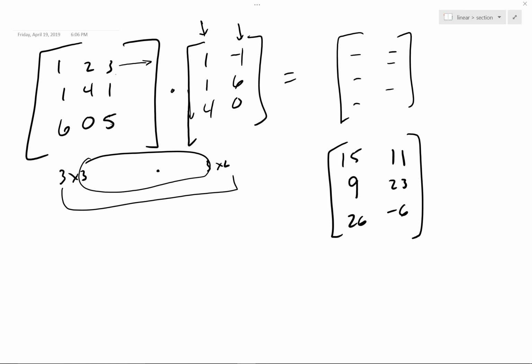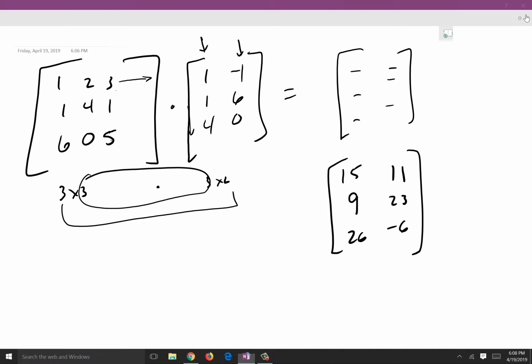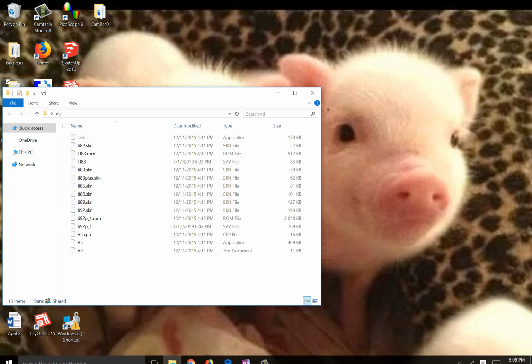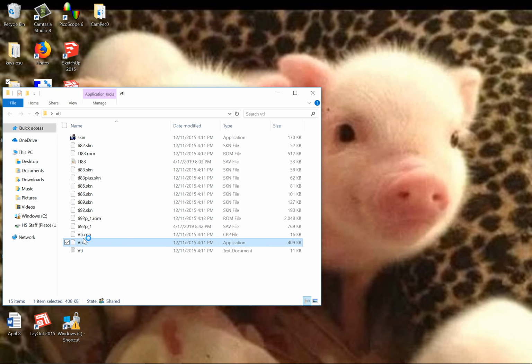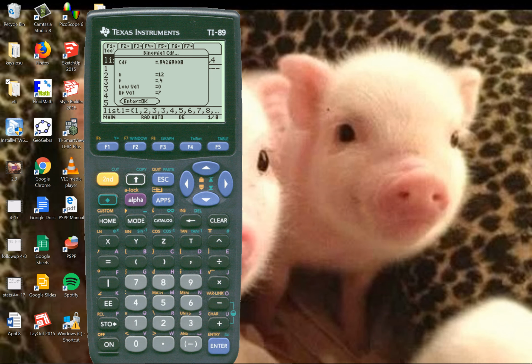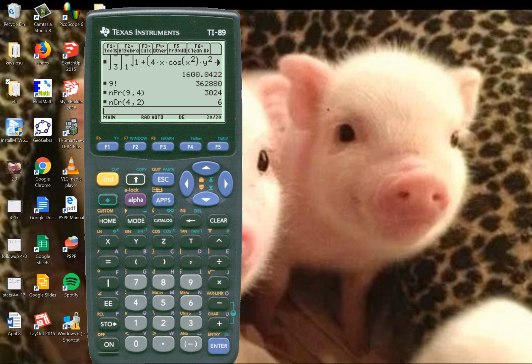I'm going to show you that on the calculator real quick. Yes, I want you to know how to do it by hand. Yes, you will have to do it on the test by hand. However, in practicality, we'll be using calculators frequently in the real world, calculators or some other calculating device to pull this off. So I'm going to start with T89.